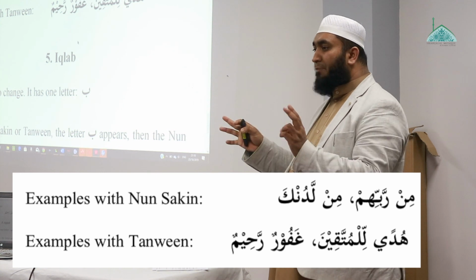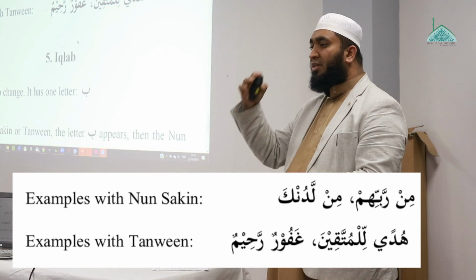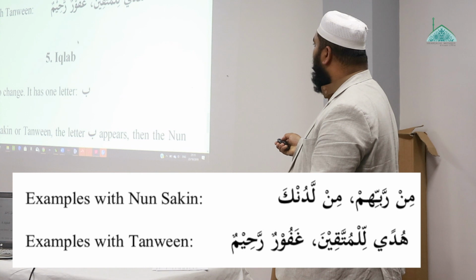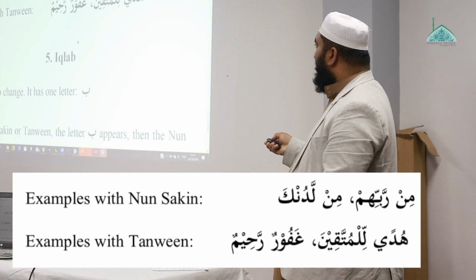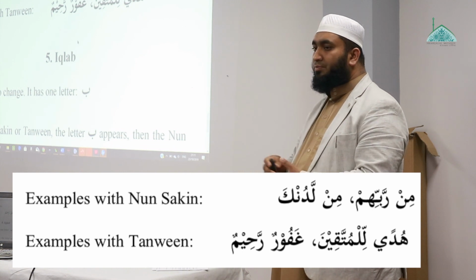So no appearance of Nun at all. No Ghunnah, no mention of Nun. Just we will make the Ra double and say Mir Rabbihim. Mir Rabbihim. The example with Lam is Milladunka.